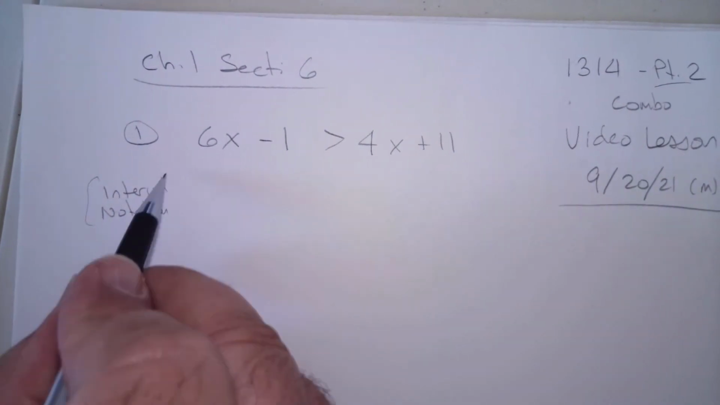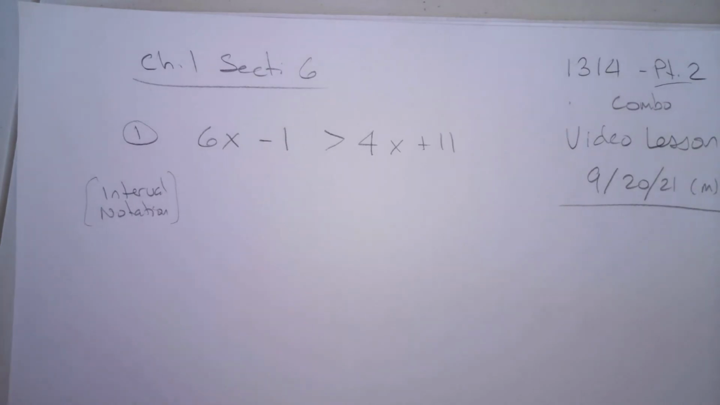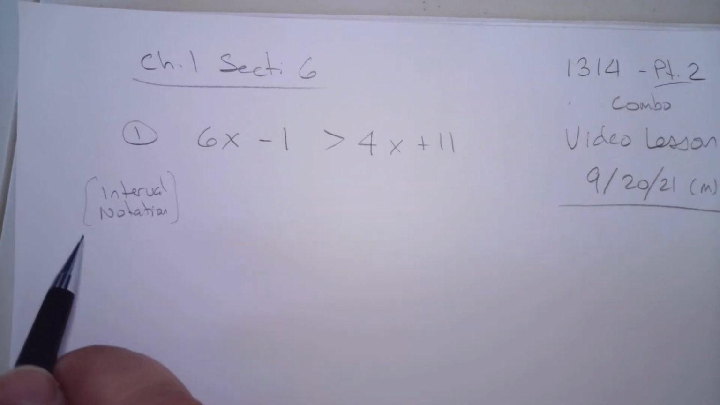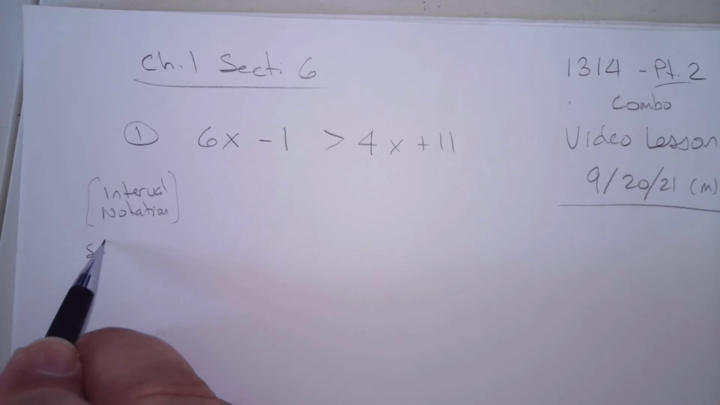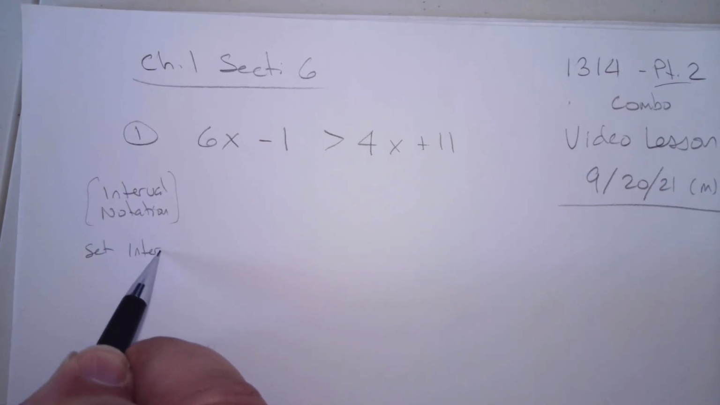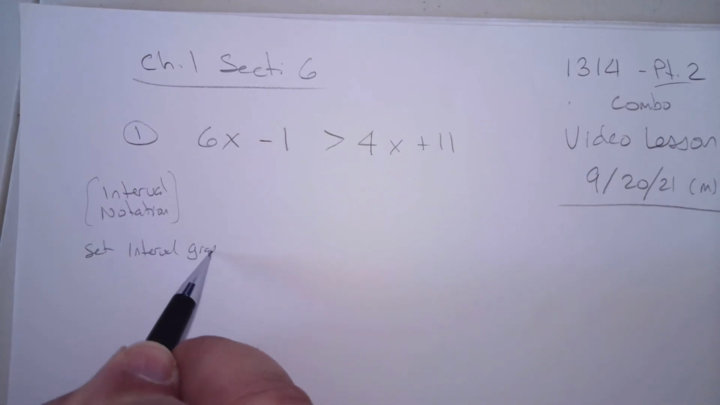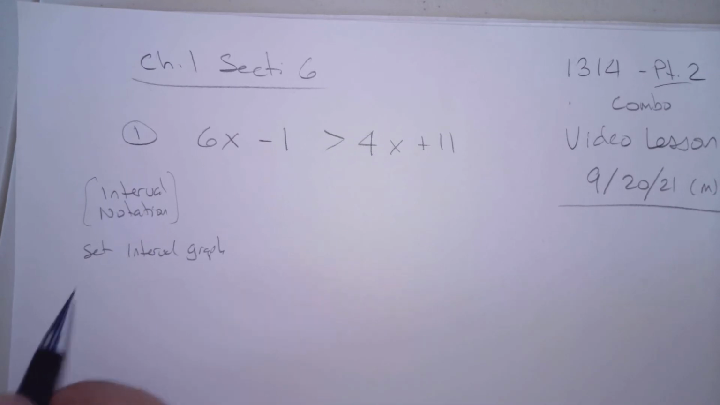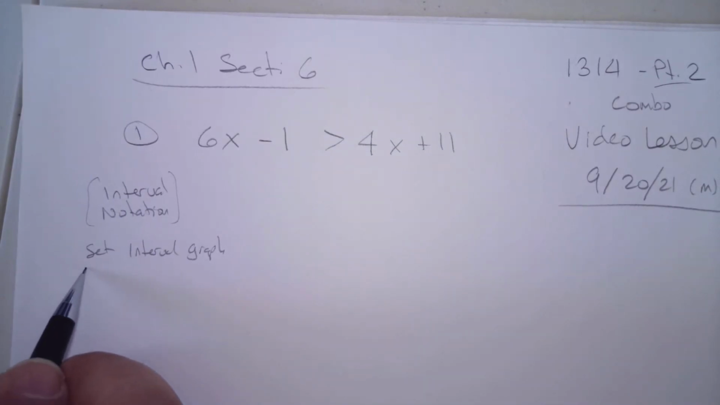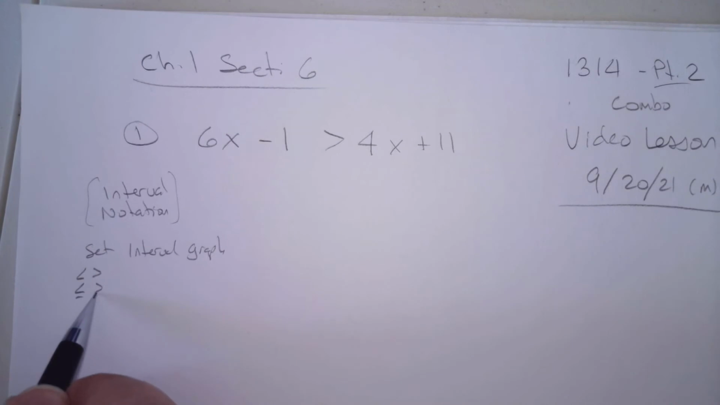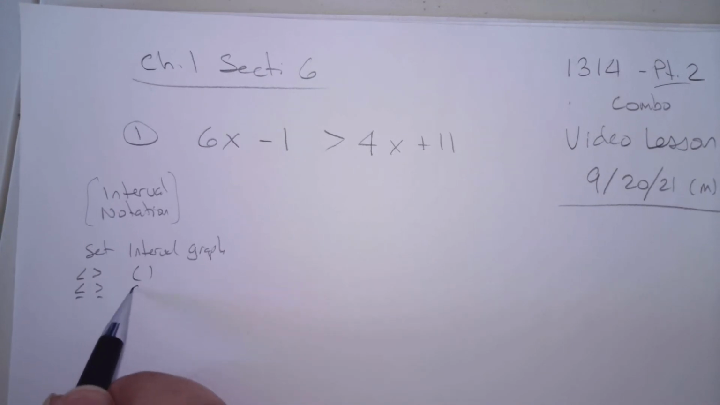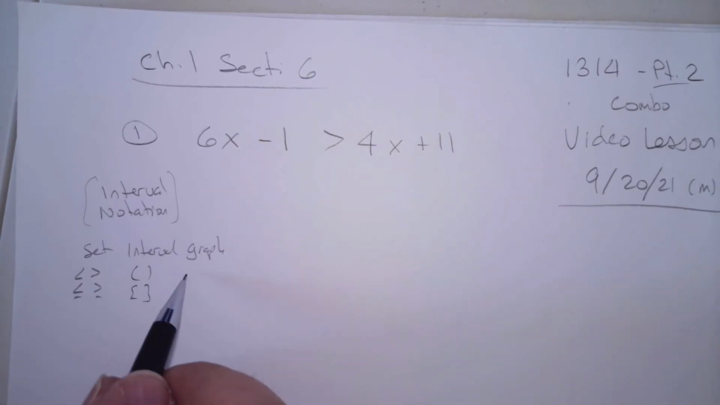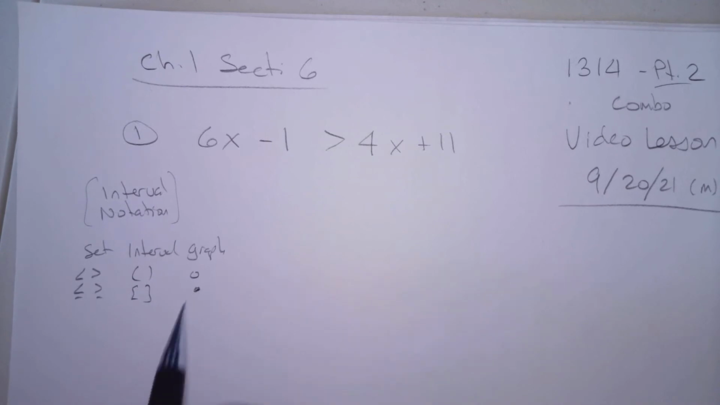Remember from last week we had 3 different notations. We had the set, interval, and then the graph. The set dealt with inequalities, intervals dealt with brackets and parentheses, and the graphs dealt with open and closed circles.